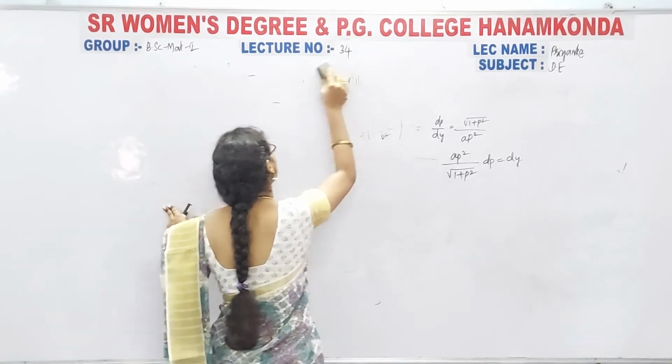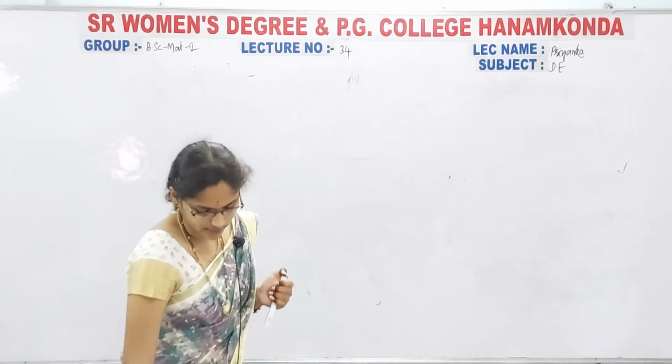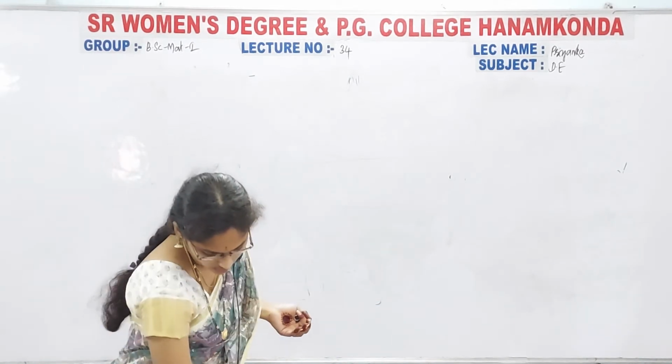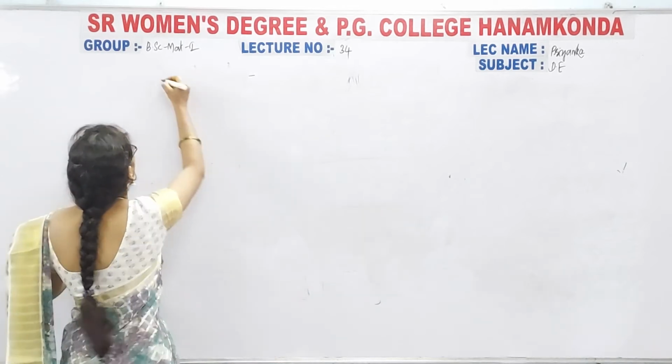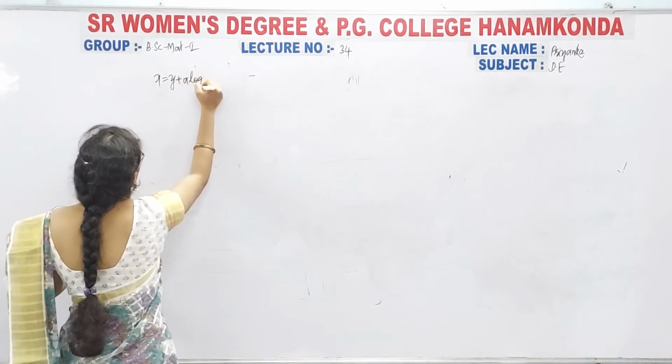Equation solvable for p, equation solvable for y, equation solvable for x. Don't confuse them. Okay, solve x is equal to y plus a log p.